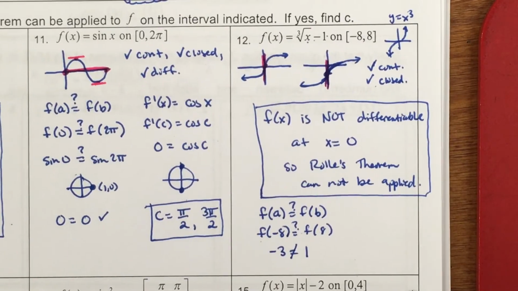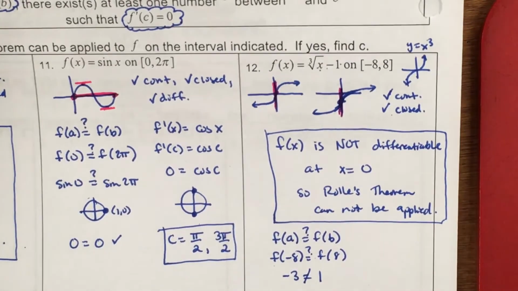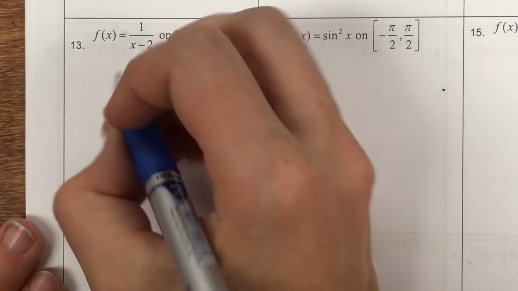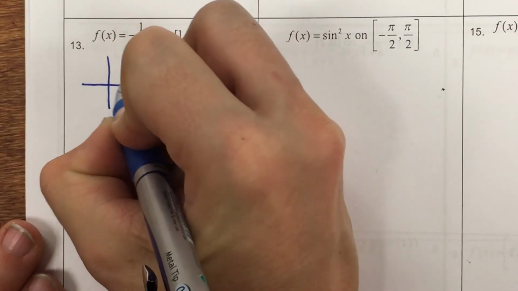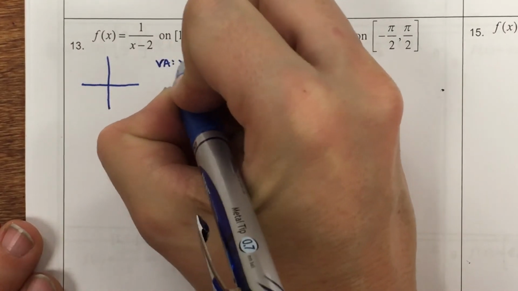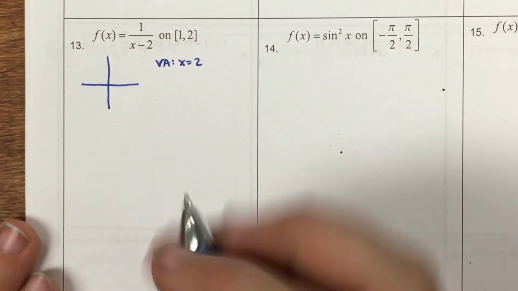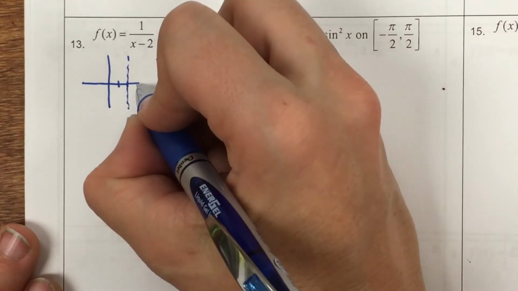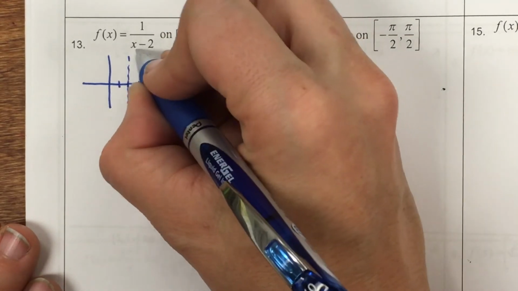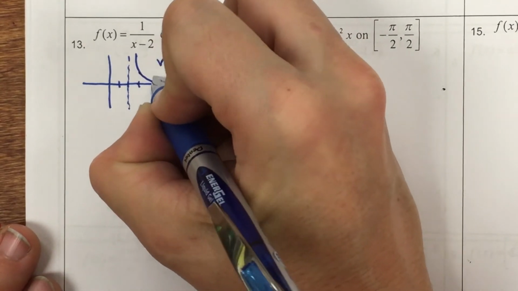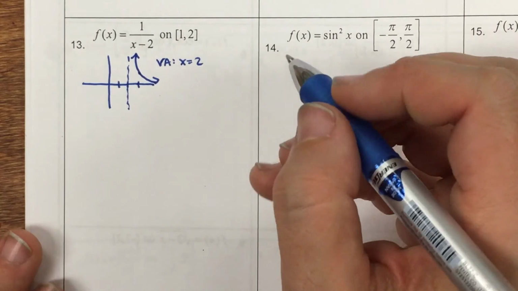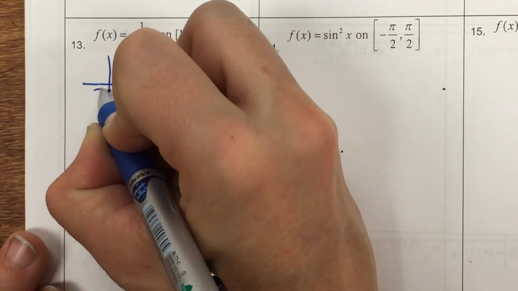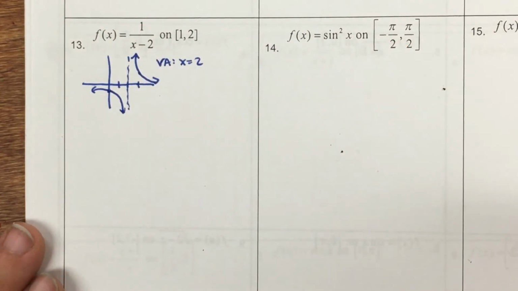That was not differentiable. All right, let's look at number 13. Oh, we've got another rational function. This rational function has a vertical asymptote at x equals 2 because the denominator cannot equal 0. It would be undefined, so it looks something like this. You could plot some points. So you could plug in 3 and you'll get 1. Let's see, if I plugged in 0, I'd get negative 1/2. So it's going to look something like that.